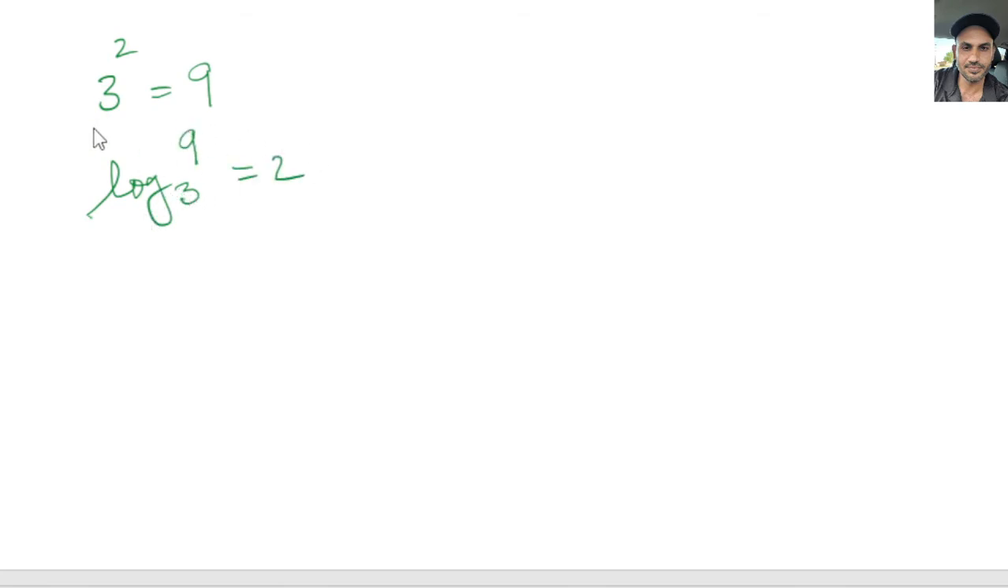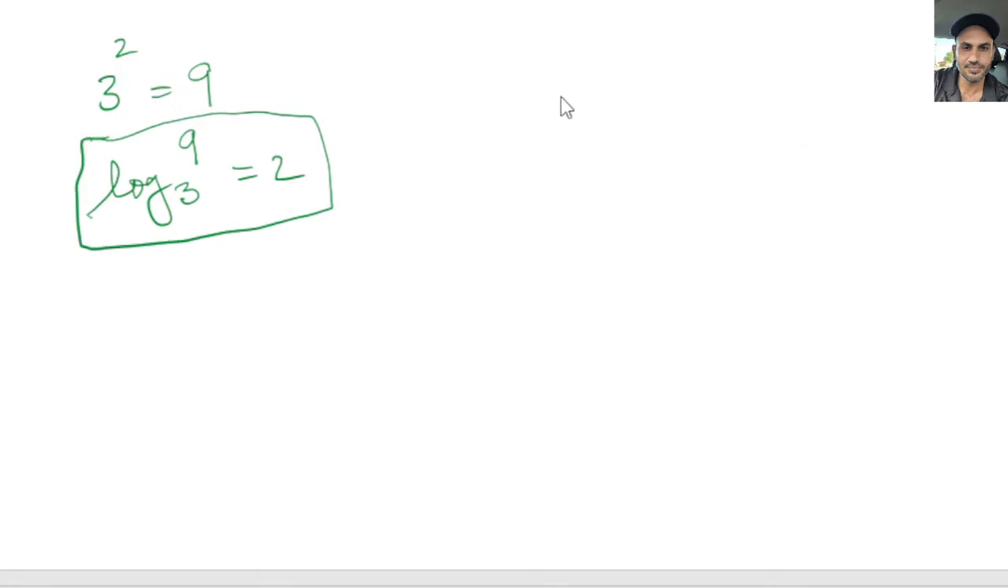So log of base 3, and we're taking the log of the number 9, whatever was equal to the number on the other side of the equal sign becomes the number that we're taking the log of. And then whatever was the exponent of the base goes to the other side of the equal sign. So this is the log form of this exponential form.